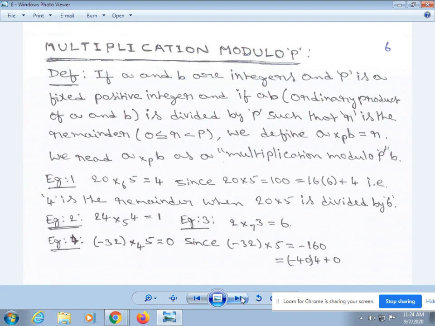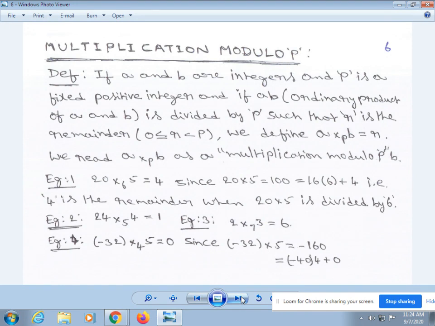Next, multiplication modulo p. First, we will discuss the definition of multiplication modulo p. If a and b are integers and p is a fixed positive integer, and if ab, the ordinary product of a and b, is divided by p such that r is the remainder, 0 less than or equal to r less than p, we define a into b multiplication modulo p as r. We read a into b multiplication modulo p as a multiplication modulo p b.